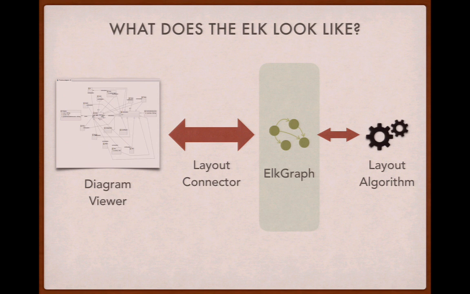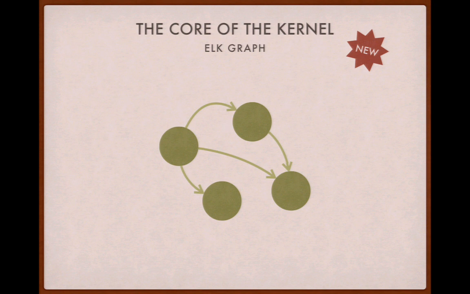So now let's get to the core, the graph itself. I've put a new marker here because this ALG graph is a newly designed version of what was previously the K graph, the previous version of that graph data structure. So we took the chance now that we are starting a new project also to improve on this very central and basic data structure. So here, this is about the basic elements of the diagram, which are nodes and edges. So these are the most important.